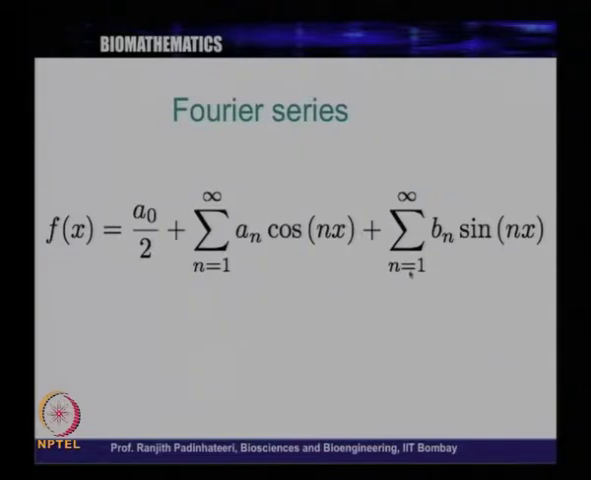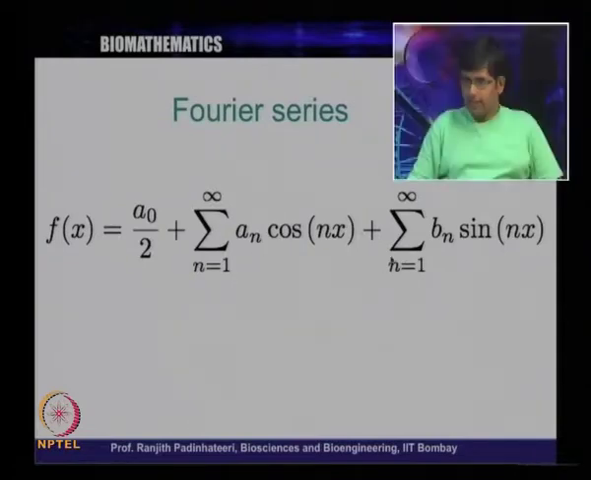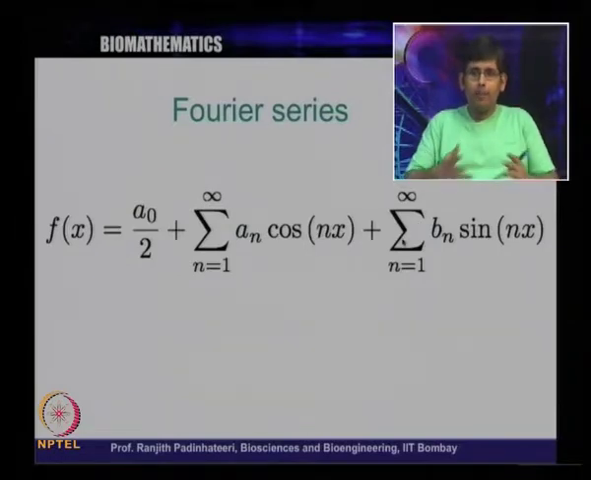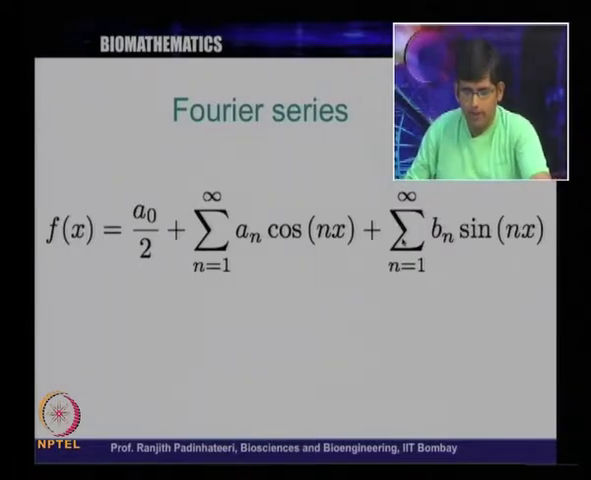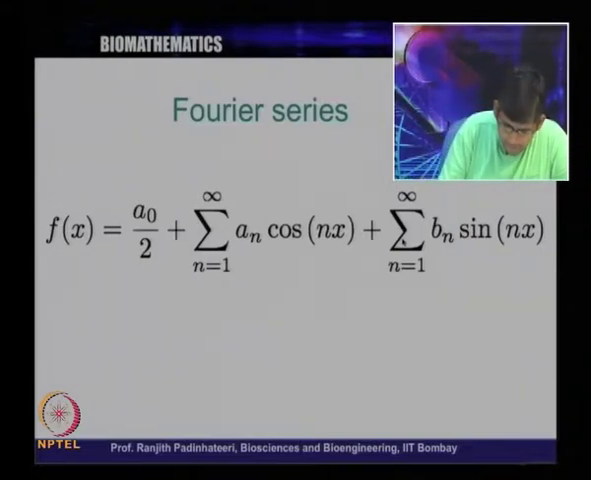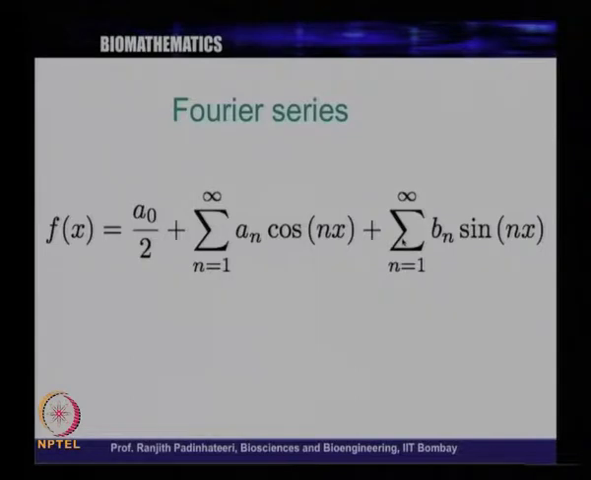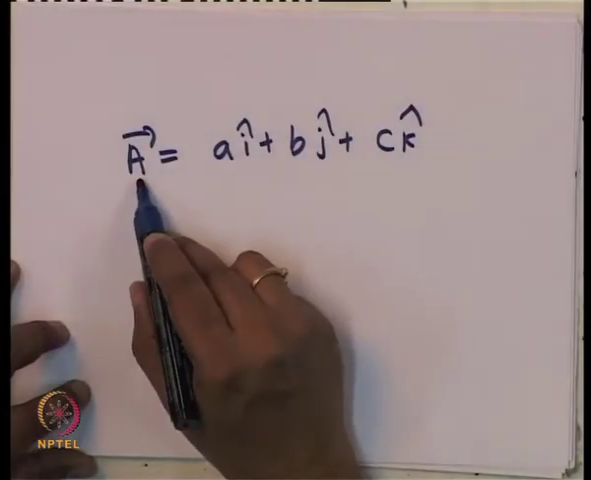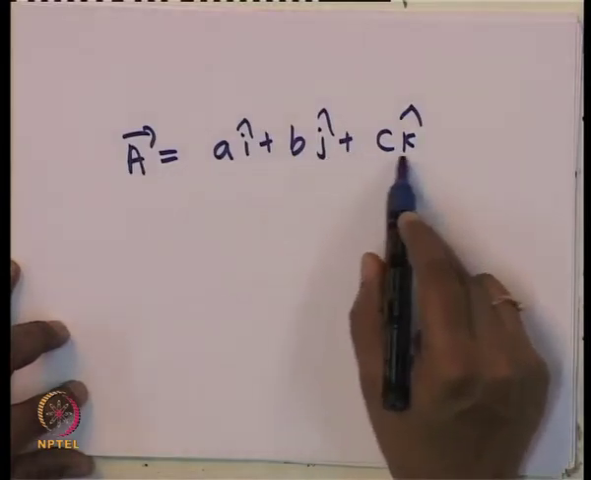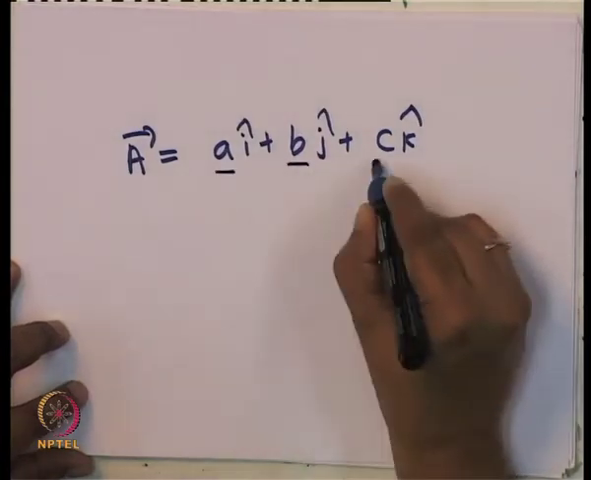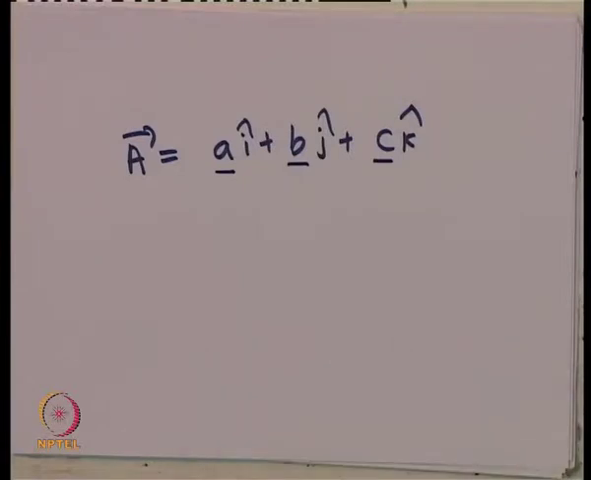Okay. So how do we get this function? How do we get this a0 and an and bn? It turns out that the way to calculate this a0, an, bn, etc. is somewhat similar to what we did earlier. There is some analogy with vectors. In the case of vectors, we wrote that A is a i plus b j plus c k. So we wrote any vector like that. Now a, b, c are some coefficients. And how do we get this a, b and c?